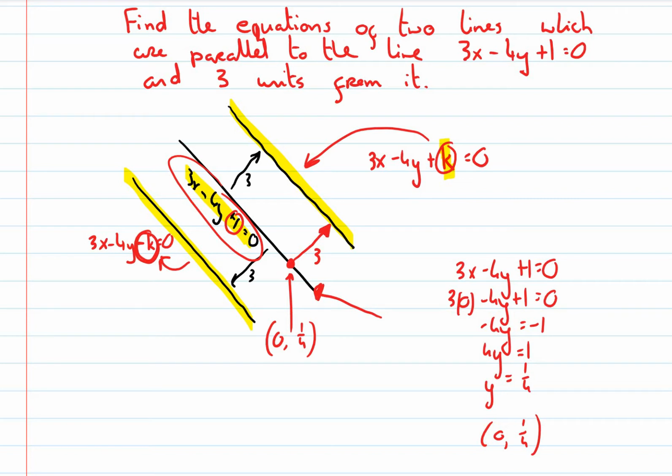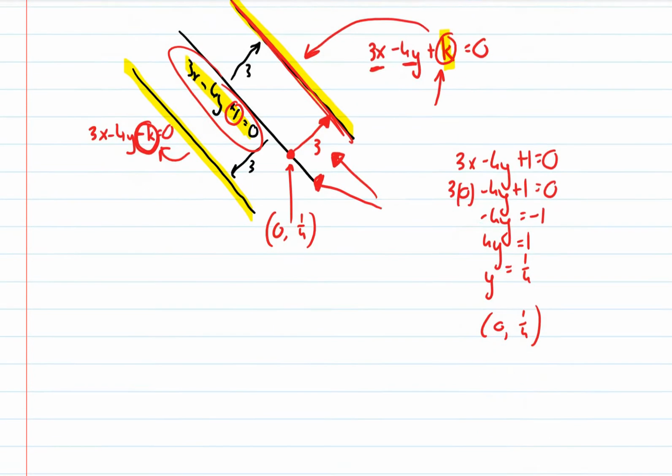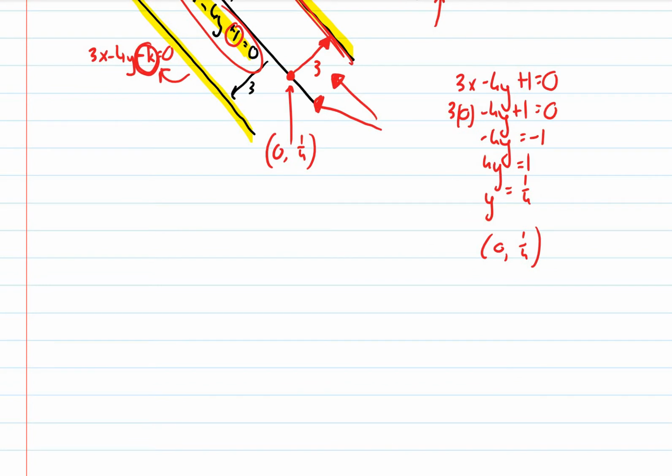I know that this line here has the 3x and the 4y, and I'm just looking for the k. I also know that it's a distance of 3 units away from that. So here's what I do.